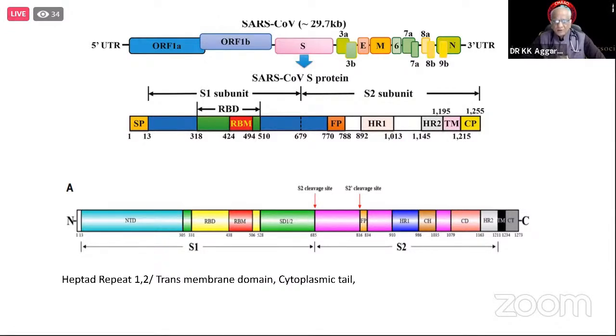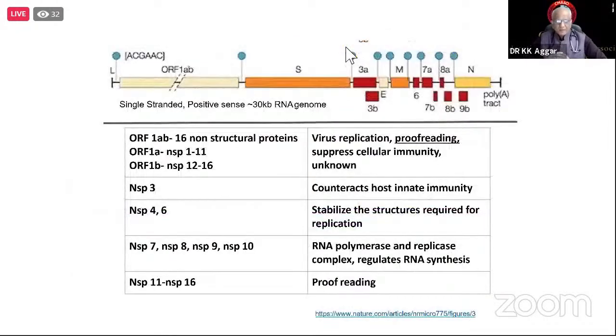What is the importance of 3A, 3B, E, M, and N? Because the vaccine is not producing antibodies against the non-S part of the virus, unless it is an inactivated virus, which produces antibodies against all the parts of the virus. So today in S, we concentrate on the NTD part, the N-terminal domain part. This is what we will discuss next time.